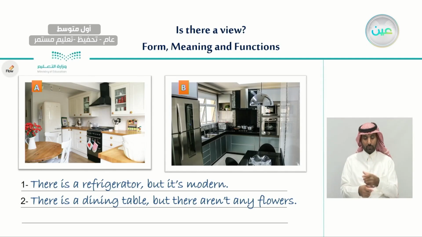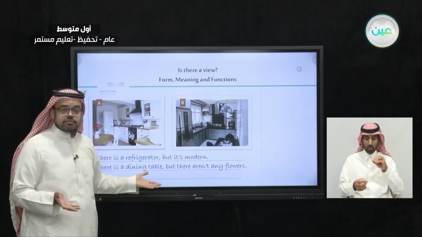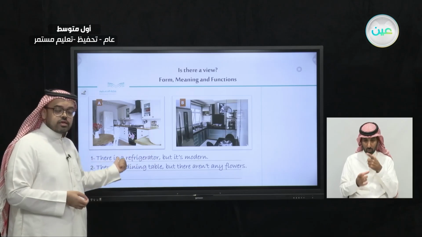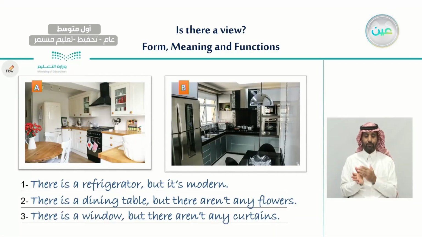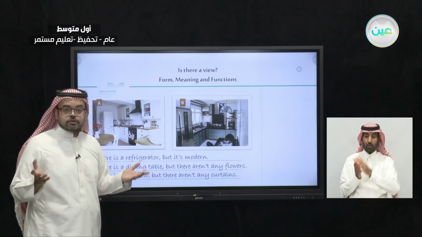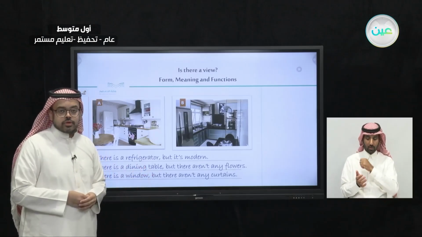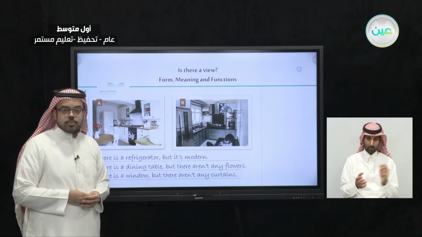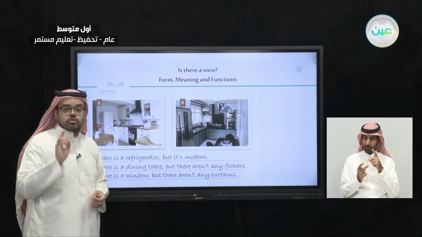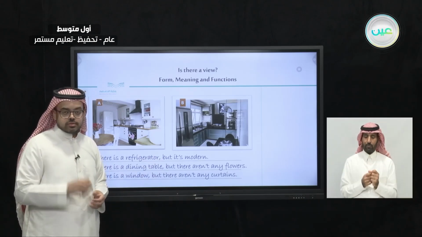The other sentence is, there is a dining table, but there aren't any flowers. So in picture B, there is a dining table, but there aren't any flowers, as we can see in picture A. Also, there is a window, but there aren't any curtains. So in picture B, we can see a window, but there aren't any curtains. Here we have written the differences between these two pictures using the conjunction but.